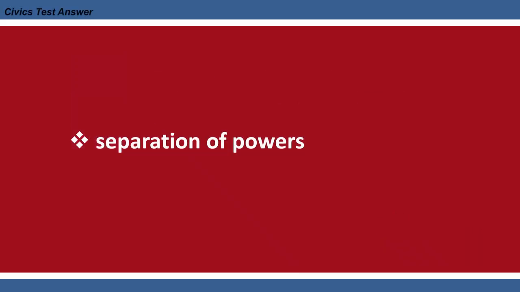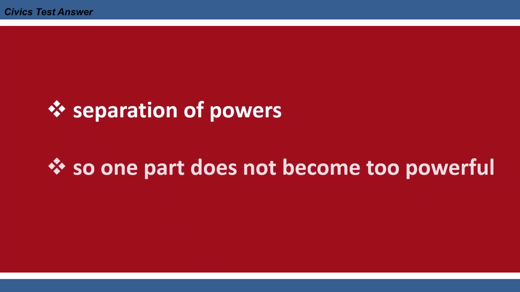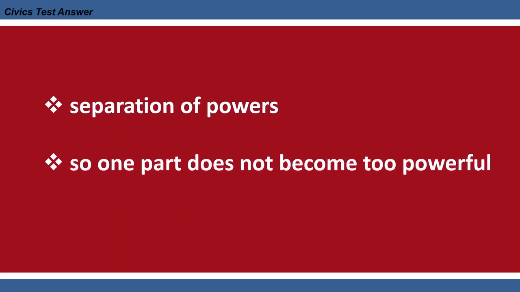The U.S. government is constitutionally divided into 3 branches with separate powers, so one part does not become too powerful. According to the Constitution, the legislative branch, the executive branch, and the judicial branch each have their own set of powers and limitations, so that Congress does not have all the power, the president does not have all the power, and the courts do not have all the power.